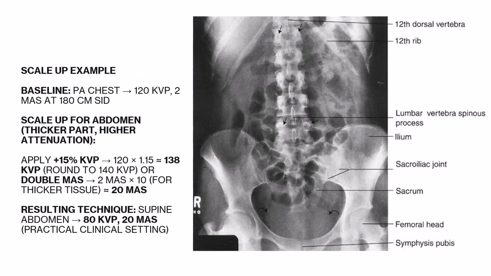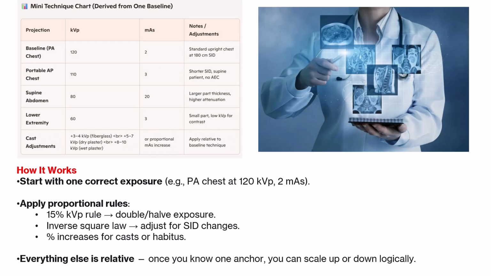Once a radiographer has one exposure for a given body part, patient size, and projection, the rest of the technique chart can be built by applying relative proportional adjustments. One correct exposure is the key. Everything else is just proportional adjustment.